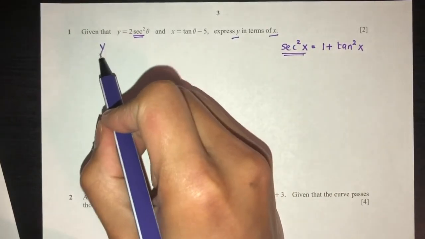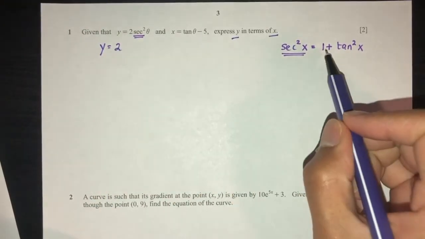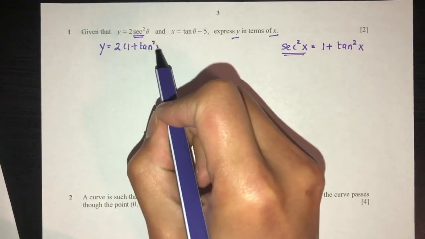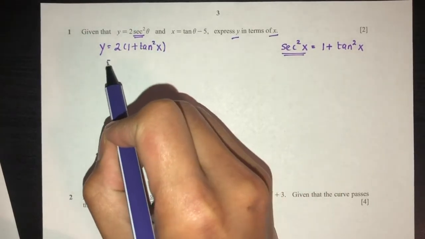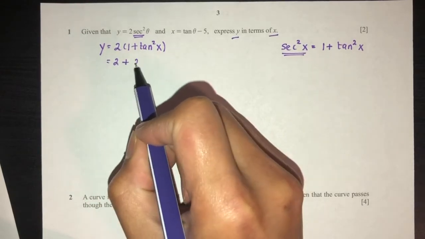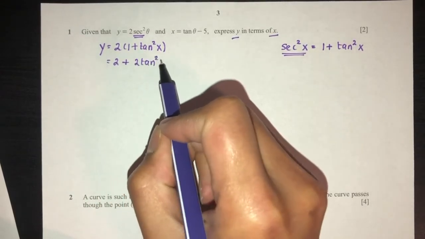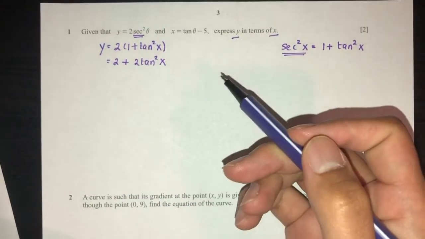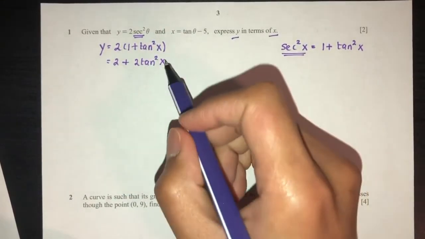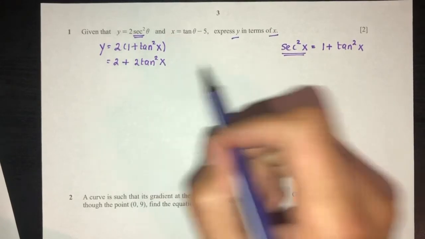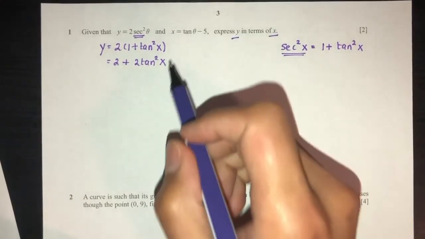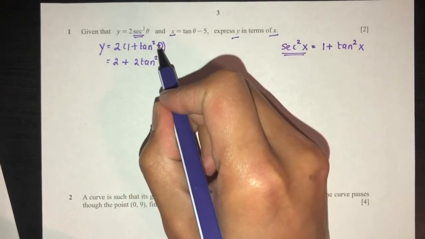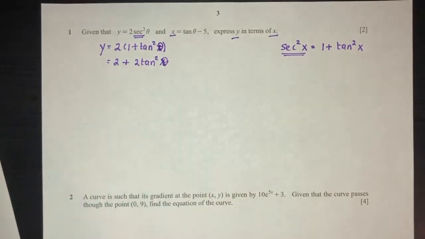So here you have y is equal to 2 times 1 plus tan square x. Now if you expand, you will have 2 plus 2 tan square x. So here we don't have x, we have theta. We can just replace it in the end. Because it can be confusing, because here we have x, we don't want to confuse with the angle. So let's change this to theta. This is tan square theta.